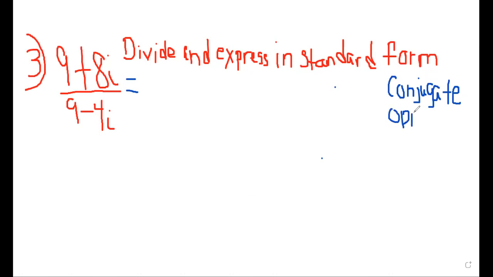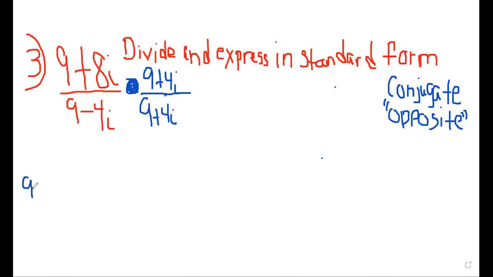What I simply mean is, if we look at our denominator of 9 minus 4i, what is the opposite? The opposite of 9 minus 4i will become 9 plus 4i. That is the conjugate that we will multiply the denominator by. So we take 9 plus 4i and multiply it in the denominator as well as the numerator. Let's do a sidebar and show 9 minus 4i times 9 plus 4i.